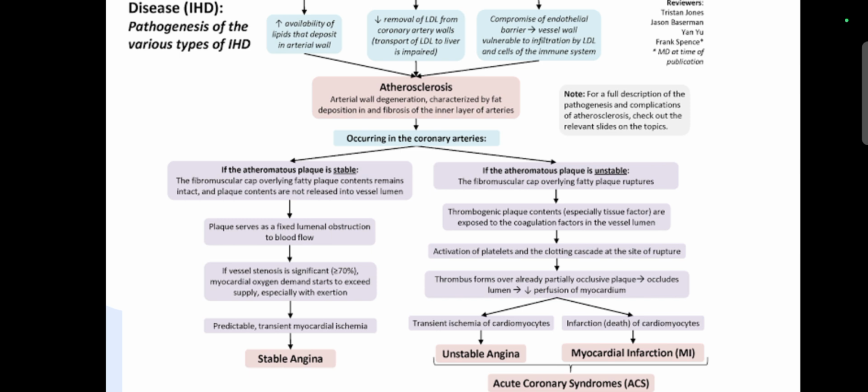Thrombus forms over the already partially occlusive plaque, occludes the lumen, and decreases the perfusion of the myocardium. This leads to transient ischemia of the cardiocytes or the infarction of the cardiocytes. If it is leading to transient ischemia, it will lead to unstable angina. If it is leading to infarction, it will cause myocardial infarction or complete death of the tissue. This is related to acute coronary syndrome.